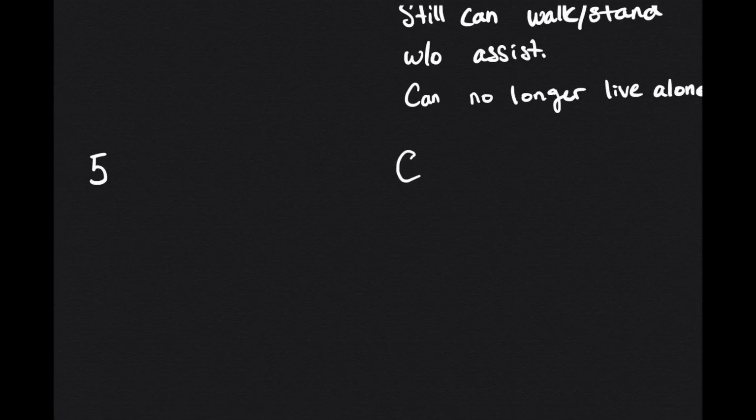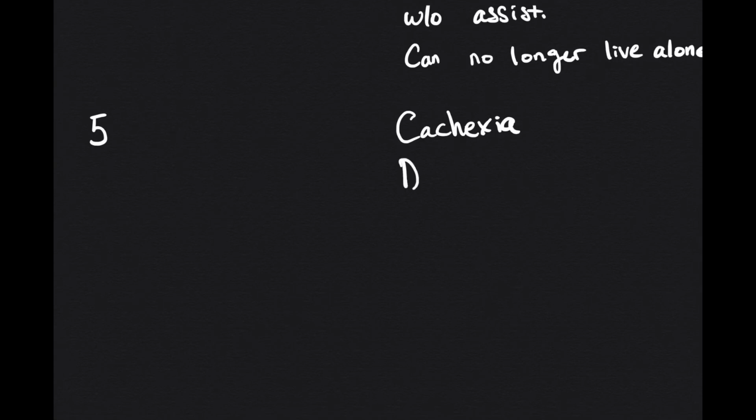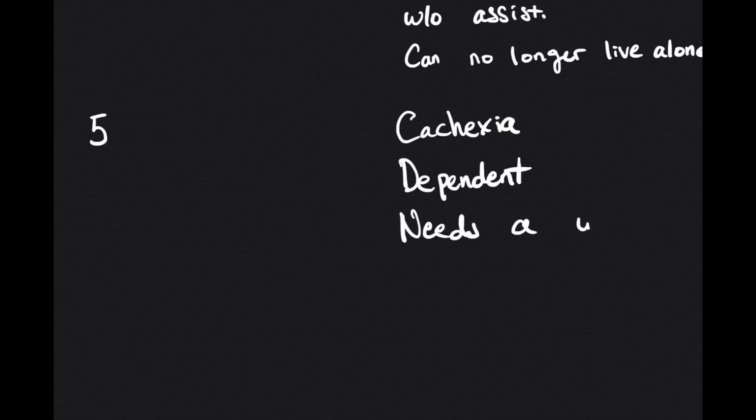Stage 5 is described by cachexia, which indicates significant muscle mass and weight loss. The individual cannot stand or walk and is completely dependent. The individual may need a wheelchair.